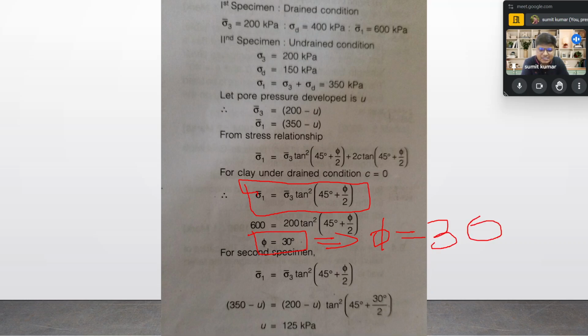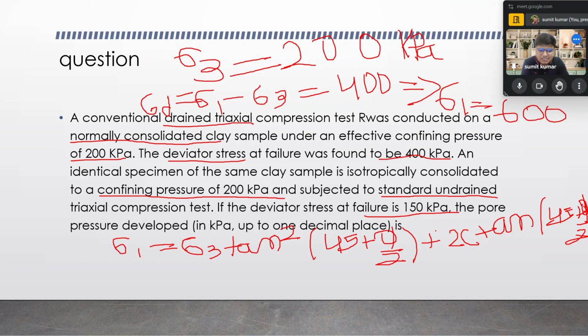After that, we consider sigma 1 bar equal to sigma 3 bar times tan square 45 plus phi by 2. Sigma 3 bar is 200. So sigma 1 bar is 350, because sigma 1 minus sigma 3 equal to 150. So sigma 1 bar is equal to 150 plus 200, that is 350.